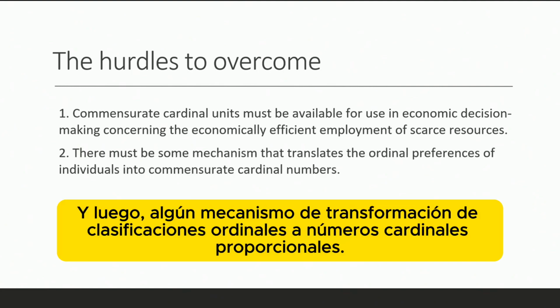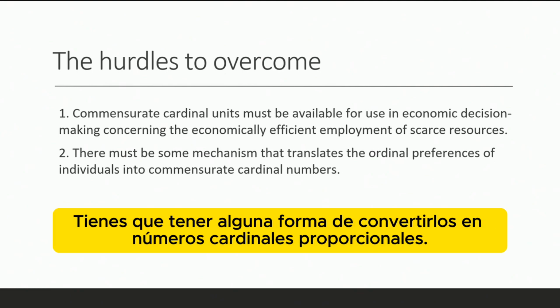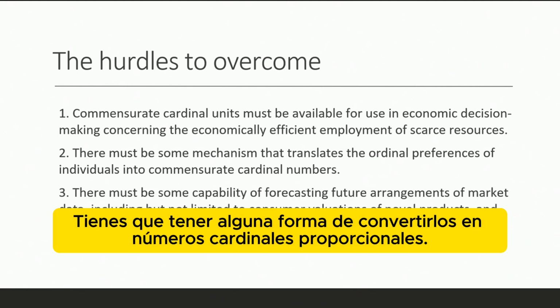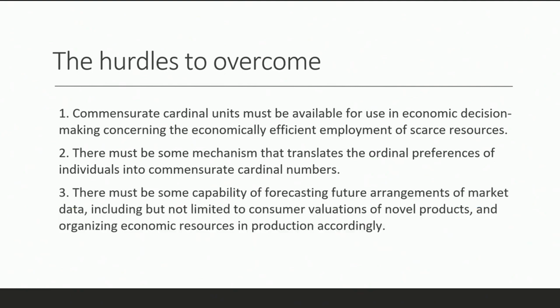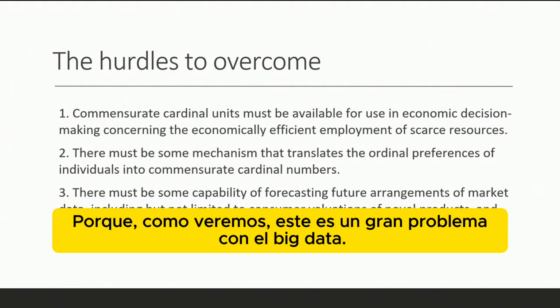And then some mechanism for transforming ordinal rankings to commensurate cardinal numbers. Because if all you have is ordinal preferences, you can't do arithmetic operations. You have to have some way of turning them into commensurate cardinal numbers. And thirdly, some capability of forecasting future arrangements of market data. Because this, as we'll see, is a big problem with big data.